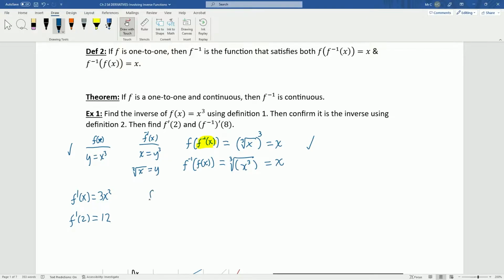Okay, so now when I take a look at the inverse function and take its derivative at x, remember this is the cubed root of x, which is the same thing as x to the 1/3 power. So I get 1/3 x to the negative 2/3 power, which is 1/3 times the cubed root of x squared. So now if I want to evaluate the inverse derivative at 8, that's 1/3 times the cubed root of 8 squared.